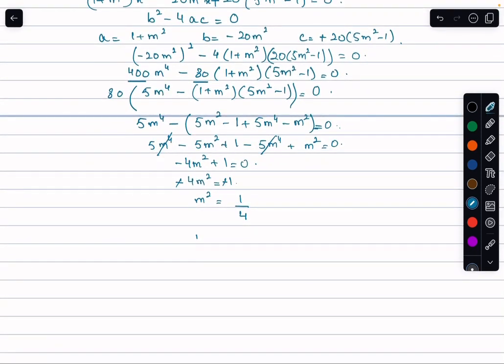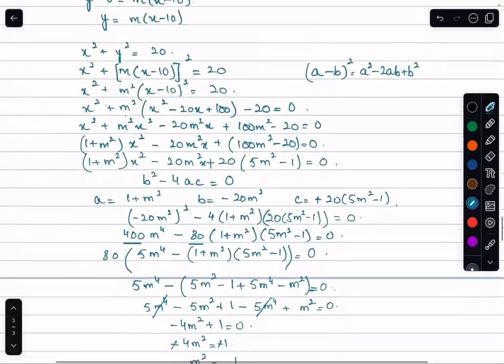So to get the value of m, I will take the square root on the right side. So my answer for m is going to be plus minus 1 by 2. These are going to be the two values of m for the given condition of the circle and a tangent. So this is how this question will get solved.